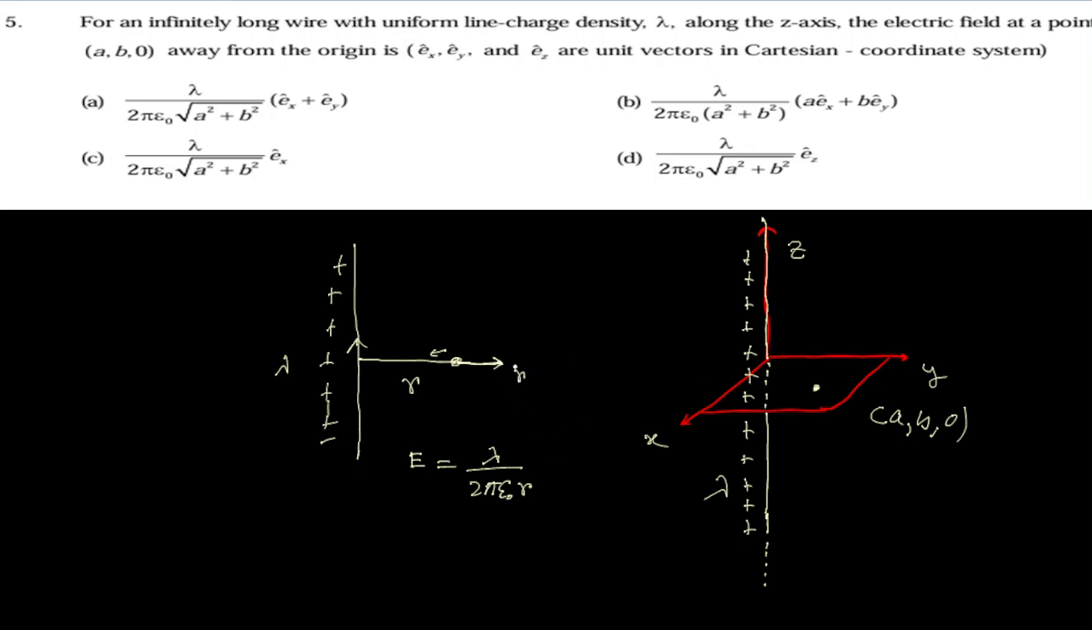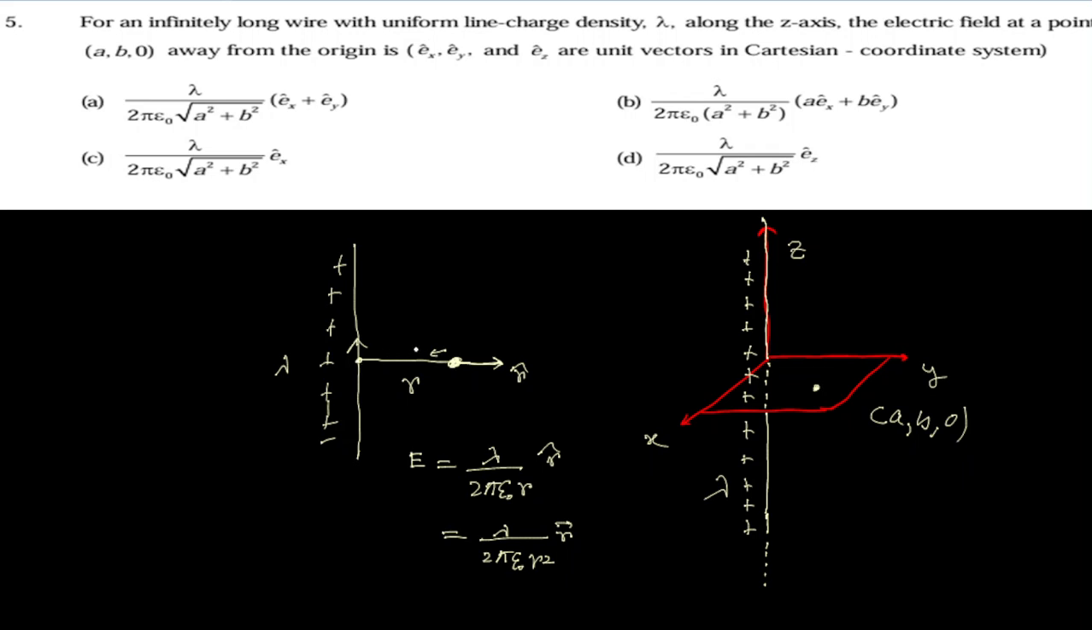If we write this direction as r cap, then it will be lambda divided by 2 pi epsilon naught r times r cap. Or, if we multiply the numerator and denominator by r, we get lambda divided by 2 pi epsilon naught r square into r vector. Then what is this r vector? R vector is the position vector of this point with respect to this point.